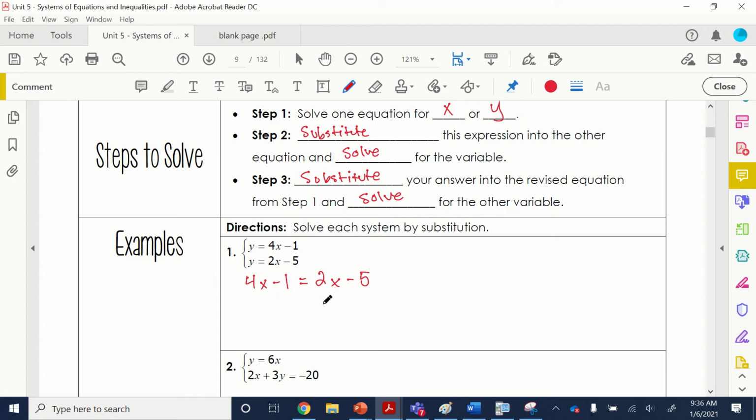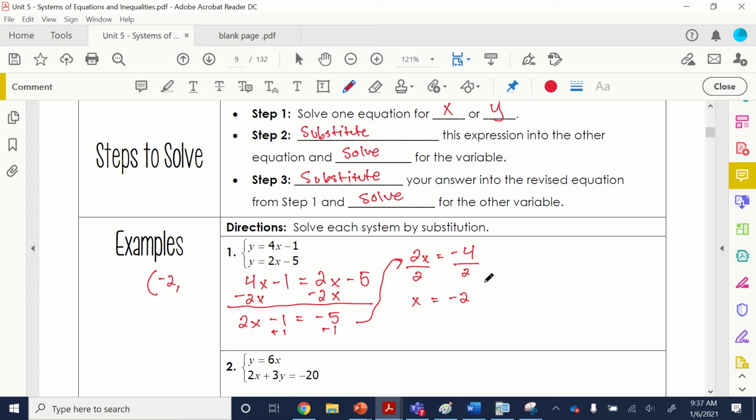The way we do that is we take the smaller x value and we move it, so 4 minus 2 is 2x minus 1 equals negative 5. Then I can add 1 to get 2x equals negative 4. Then I can divide by 2. X equals negative 2. Okay? So I have a value for x. That's my x value. Then I can take that x value and plug it into either equation and get my y value.